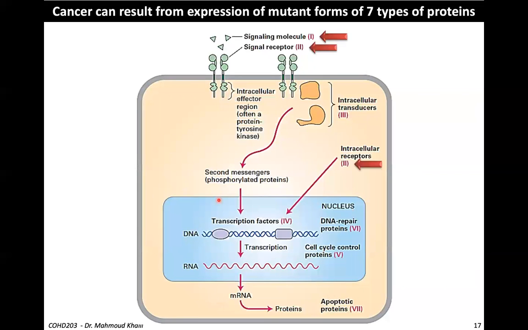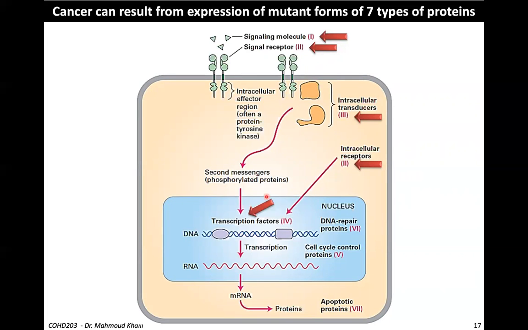The second class is the signal receptor, and the receptor is either on the cell membrane or in the cytoplasm and recruited to the nucleus for activating transcription of a certain set of genes. The third set of proteins is the intracellular transducers, which convey the signal from the cell surface into the nucleus through a signaling cascade until the signal reaches the nucleus. Any abnormality in these proteins may lead to cancer.